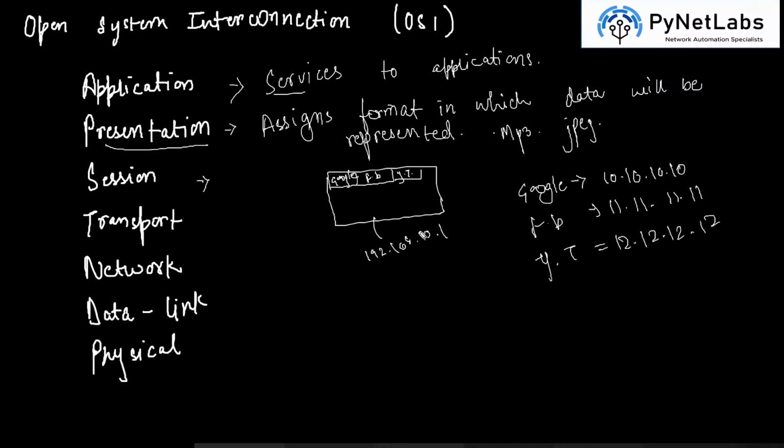Then there are 3 sessions being created with the help of this browser. The first one is being created between 10.1 and Google, which is 10.10.10.10. Then after that, another session 10.2 with FB, 10.3 with YouTube. So this is something which the session layer takes care of.